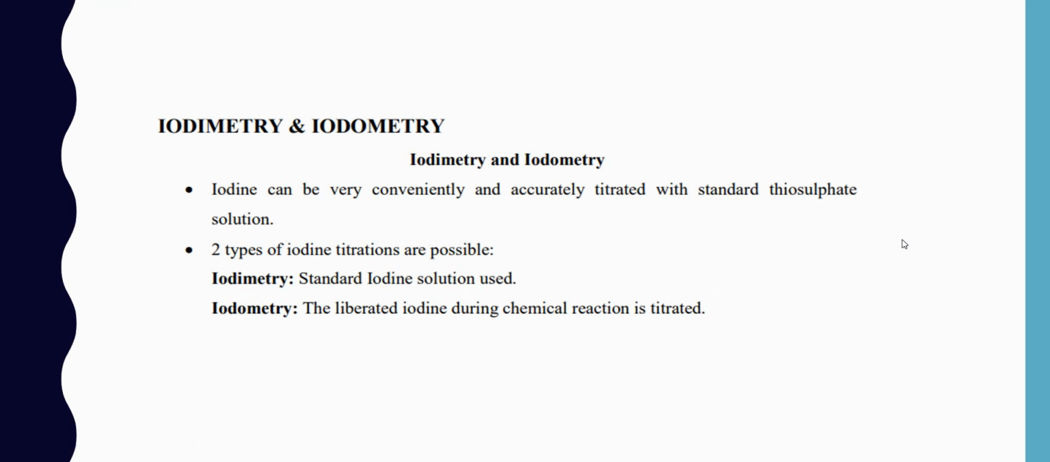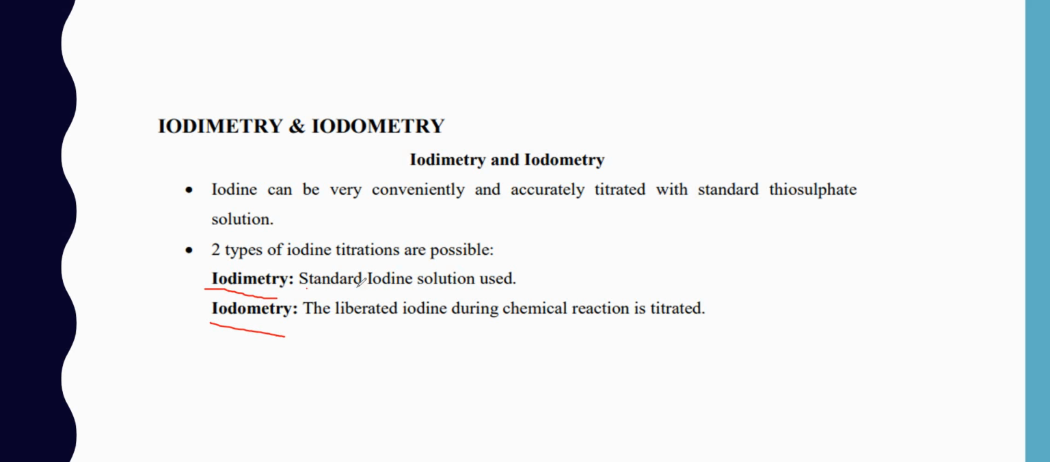Next, we are going to study iodimetry and iodometry. These are two different spellings and two different things. We will clear that as well. What is the difference between iodimetry and iodometry? Iodine can be very conveniently and accurately titrated with standard thiosulfate solution. Two types of iodine titrations are possible: first is iodimetry and next is iodometry.